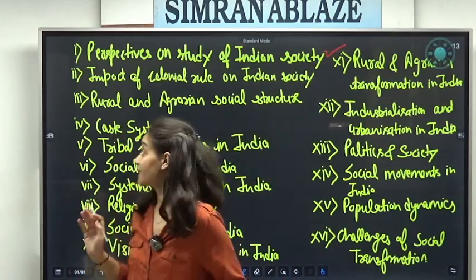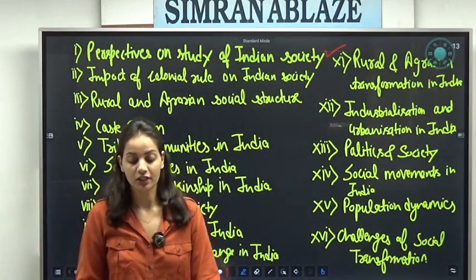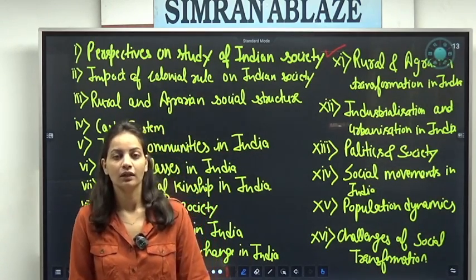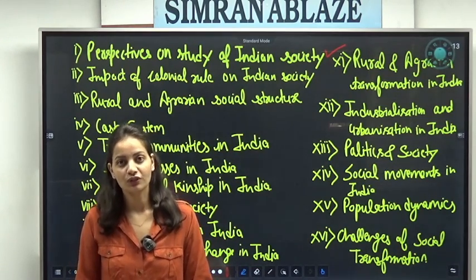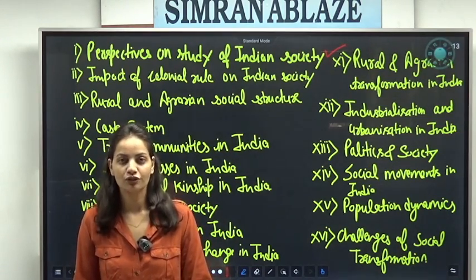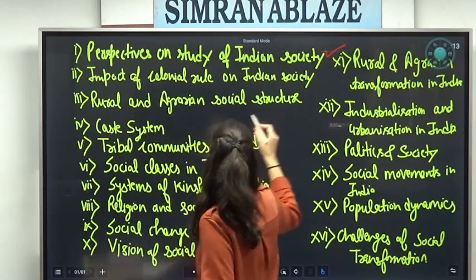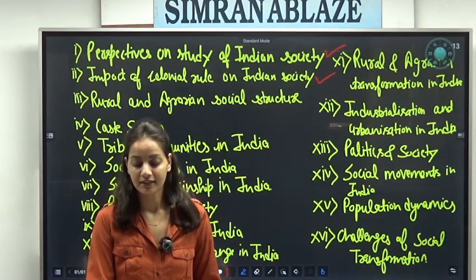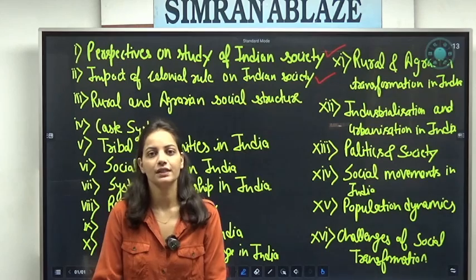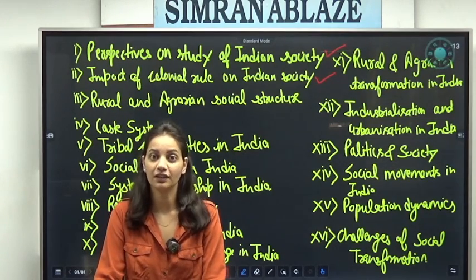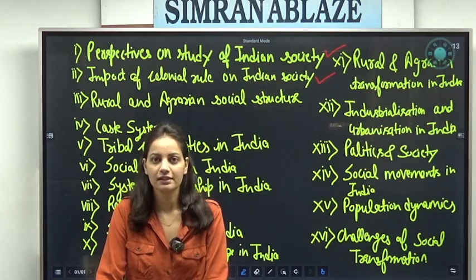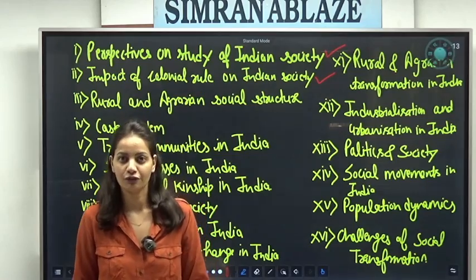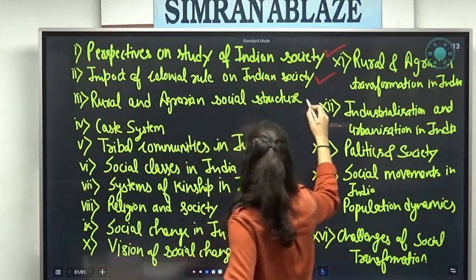So in the second chapter or second unit we study the impact of colonial rule on Indian society. Here we study about the background of Indian nationalism, modernization of Indian traditions and social reforms, etc. So this is our second chapter. The third chapter consists of rural and agrarian social structure. Here we study about the idea of the Indian village and village studies. We also study the various agrarian social structures, their evolutions, and we also study about land reforms. So this is our third unit.